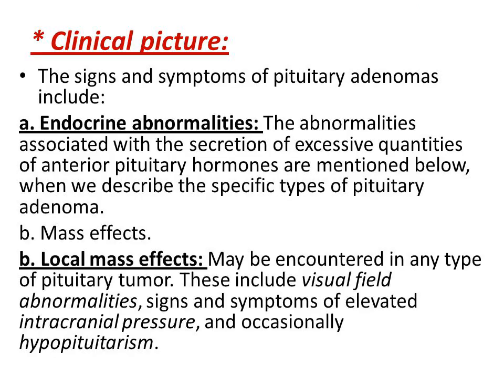Clinical picture. The signs and symptoms of pituitary adenomas include: A. Endocrine abnormalities. The abnormalities associated with the secretion of excessive quantities of anterior pituitary hormones are mentioned below, when we describe the specific types of pituitary adenoma. B. Mass effects. Local mass effects may be encountered in any type of pituitary tumor. These include visual field abnormalities, signs and symptoms of elevated intracranial pressure, and occasionally hypopituitarism.